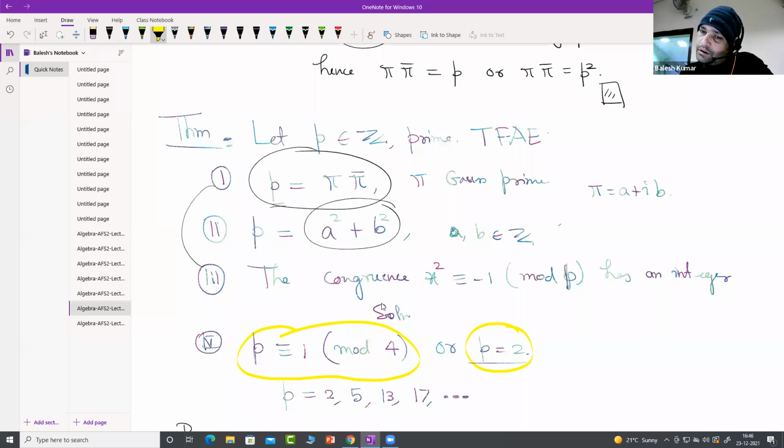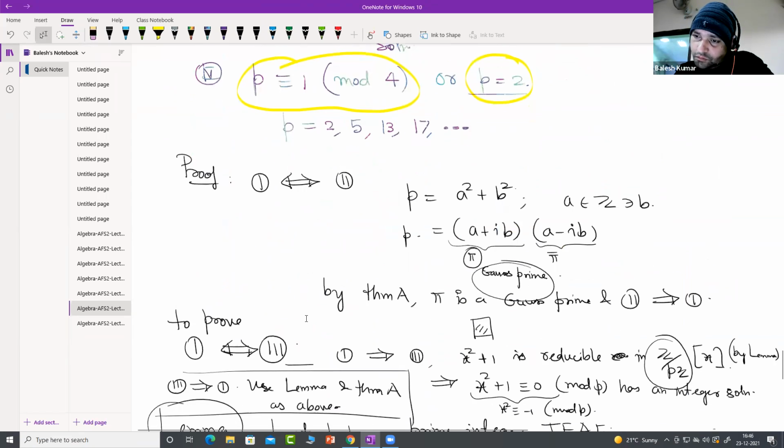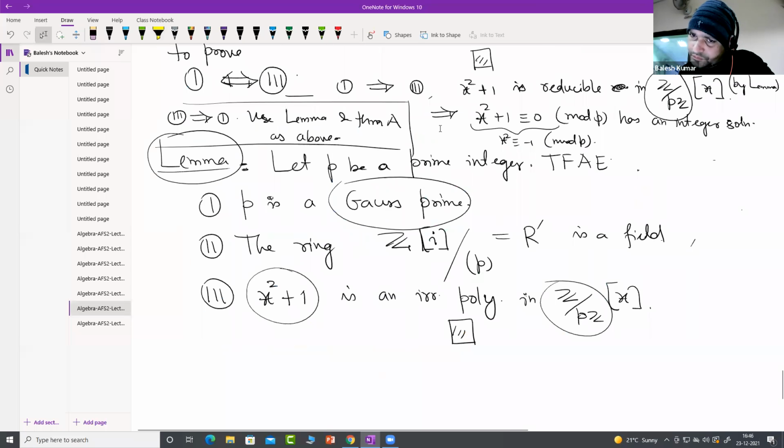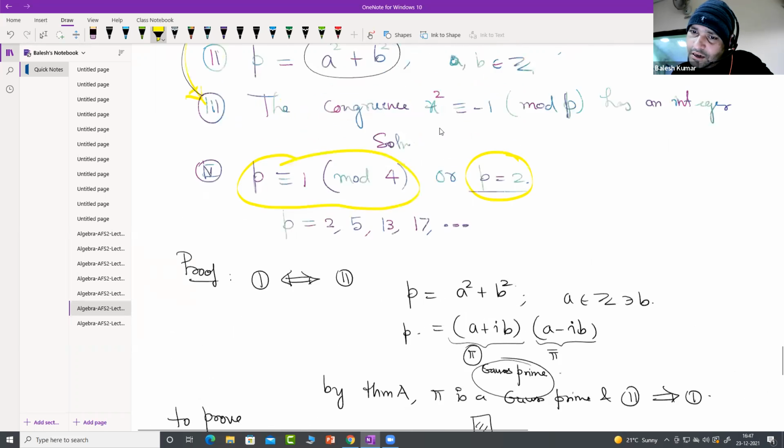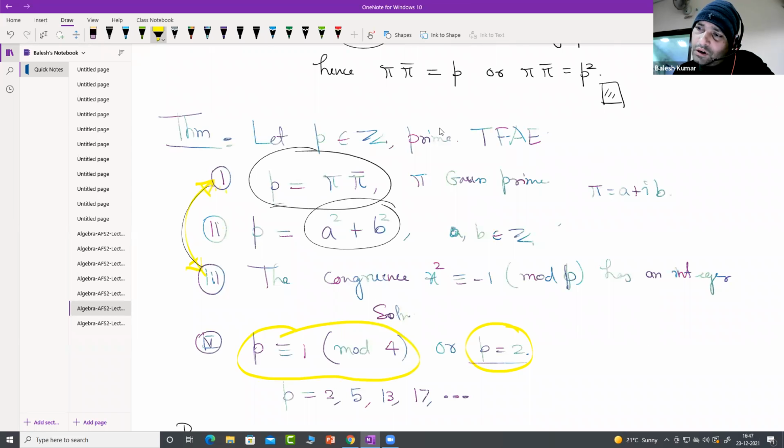In the previous lecture we have proven 1 if and only if 2, and then we also gave the proof of 1 if and only if 3 modulo a certain lemma. Today we are going to prove that lemma, and then we will proceed further. The lemma says that if you take a prime integer p, this is exactly the condition that we need to prove 1 if and only if 3.